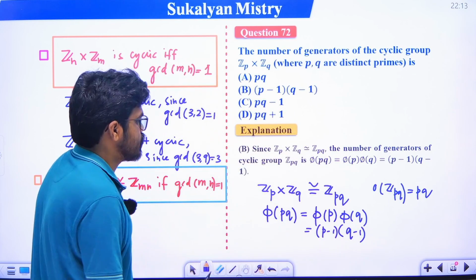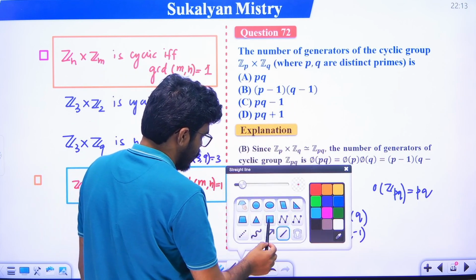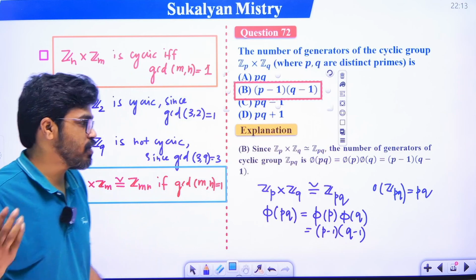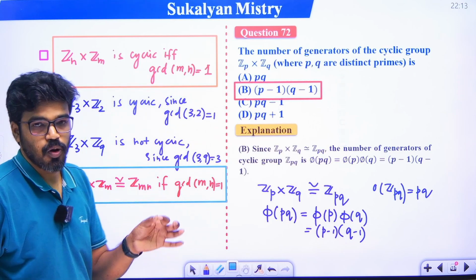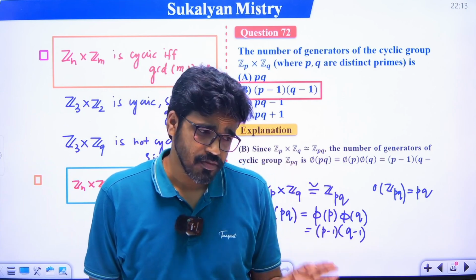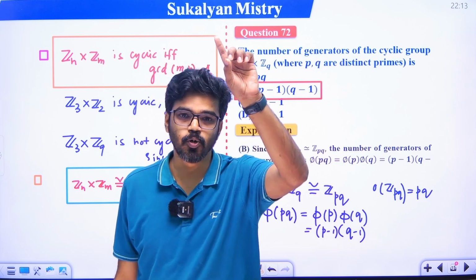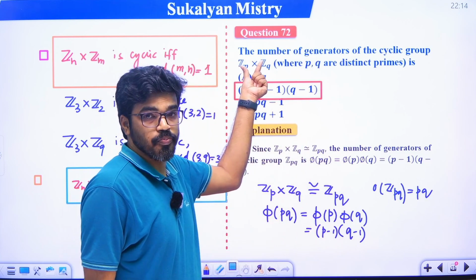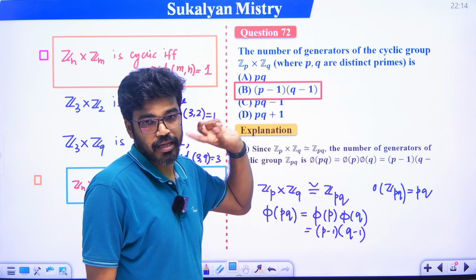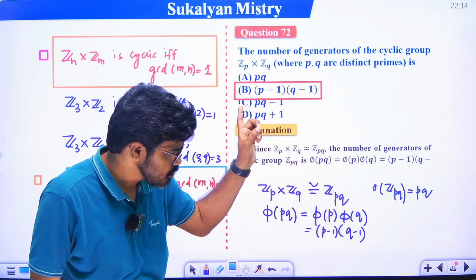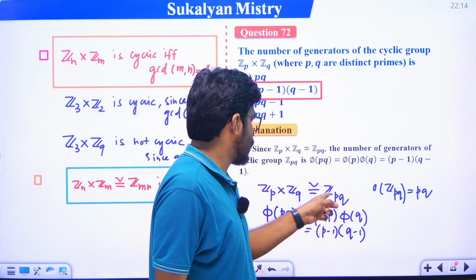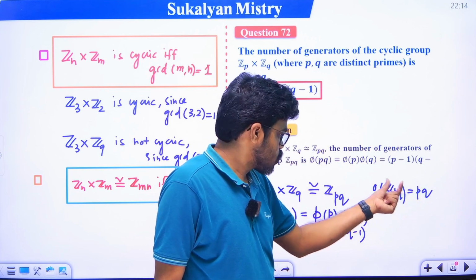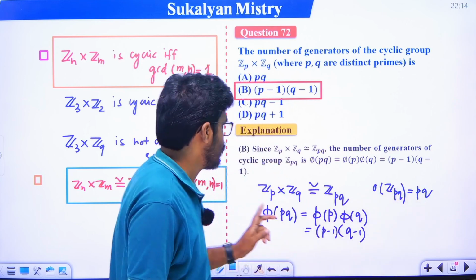So what is the number of generators of this group? The number of generators of the cyclic group Zp cross Zq is p minus 1 into q minus 1. It is a very, very important result: the number of generators of a cyclic group of order n is phi n, where n is the order of the cyclic group. This is a cyclic group because p and q are distinct primes, that is, relatively prime. Zp cross Zq is isomorphic to Zpq, which is a cyclic group of order pq. So the number of generators is phi pq.